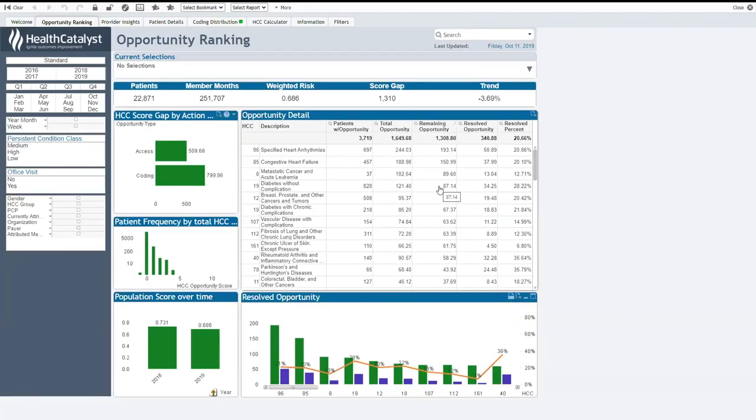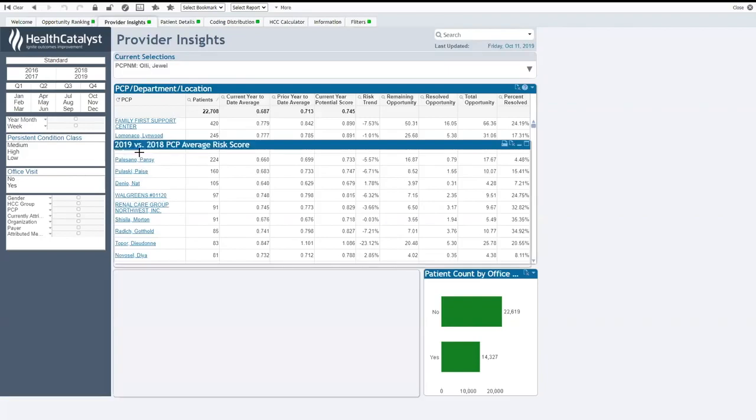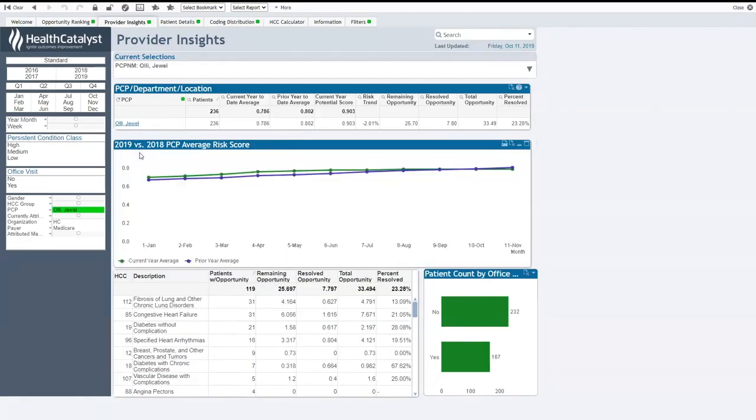And so it may be specifically that we reach out to a group of patients, maybe this first category, with specified heart arrhythmias. But generally what we see, especially with health centers, is we want to focus in on the individual providers and what they can do to help affect their patients. And so by going further into this application, into Provider Insights, we can see a list of our providers, and then each individual provider may be able to look at their particular overall performance.